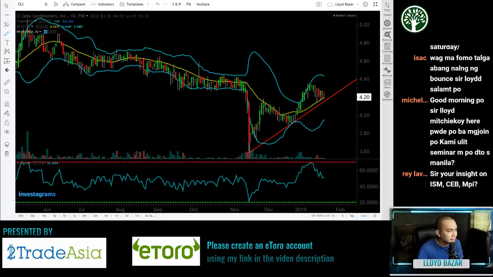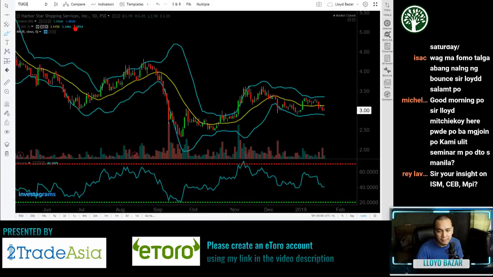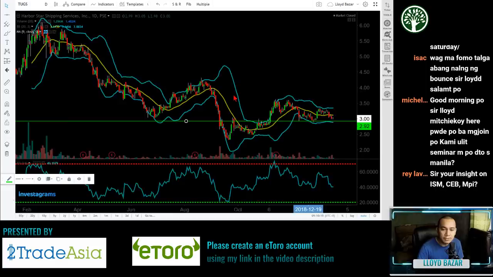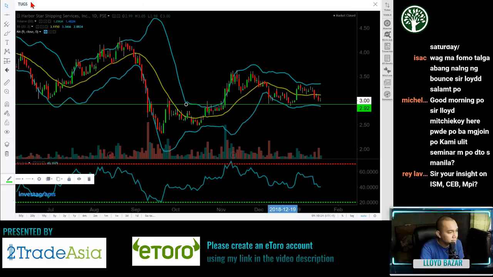Napakadaldal natin. Alright, so CLI, tapos na tayo. Tugs naman, I'm recommending Tugs today. Alright, price action-wise, it's forming a good support. So, I think this is good for Tugs. Overall, the fundamentals of the company is good. Ang ganda po ni Tugs as a company. So, position na habang mura pa si Tugs. Alright, this is a very good company to get into. So Tugs, still recommending it.